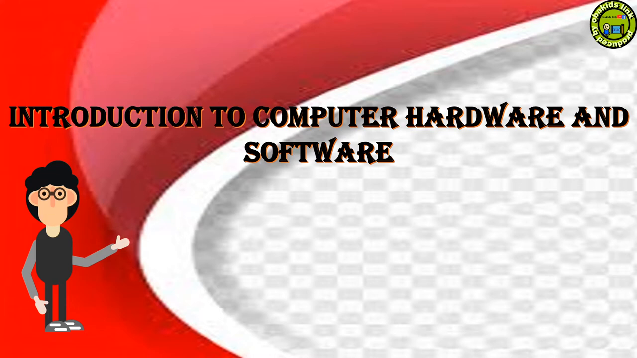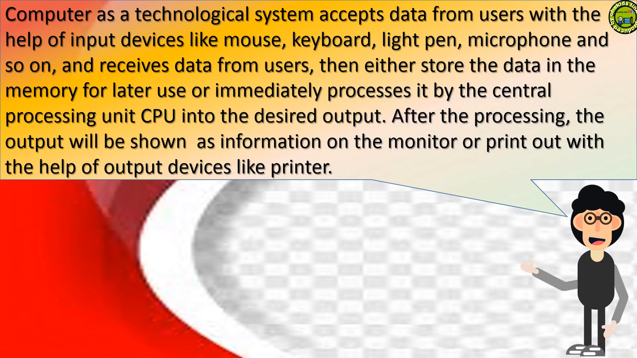Introduction to computer hardware and software. A computer as a technological system accepts data from users with the help of input devices like mouse, keyboard, light pen, microphone, and so on, then either stores the data in the memory for later use or immediately processes it by the central processing unit, CPU, into the desired output. After the processing, the output will be shown as information on the monitor or printed out with the help of output devices like a printer.